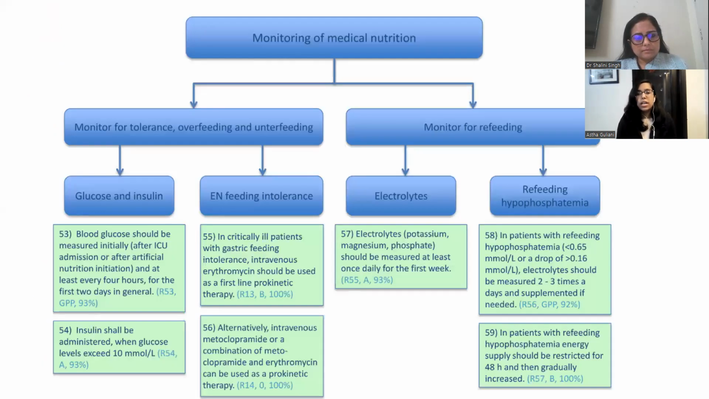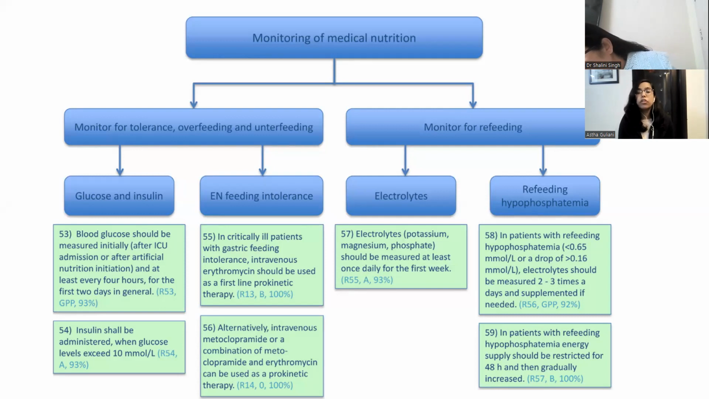Once enteral nutrition has been started, the patient also needs to be monitored. I need to monitor her for tolerance, overfeeding, underfeeding, and at the same time for any complications of nutritional therapy. So how will I know that the patient is being adequately fed? It can be checked using glucose and insulin measurements. So blood glucose measurement has to be taken at least every 4 hours for the first 2 days in general when the patient is admitted to critical care unit. And whenever the glucose levels rise above 180, that is when we can start insulin therapy.